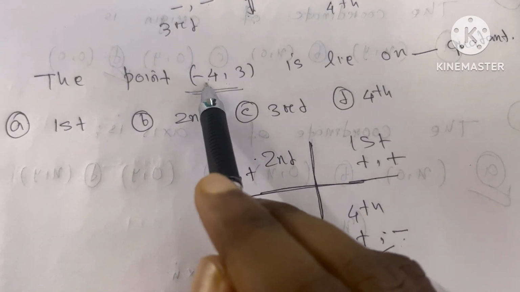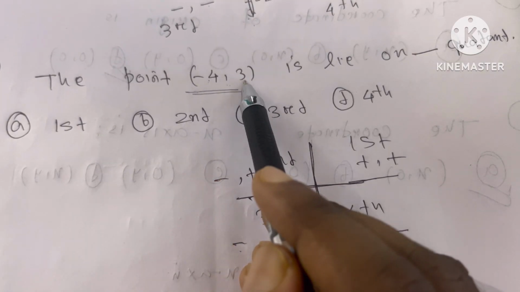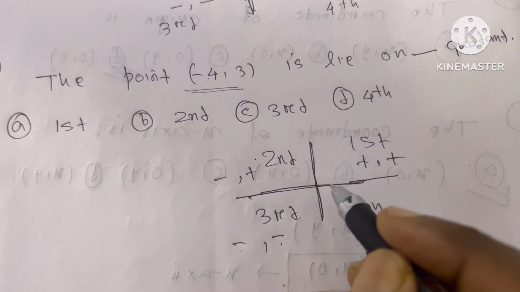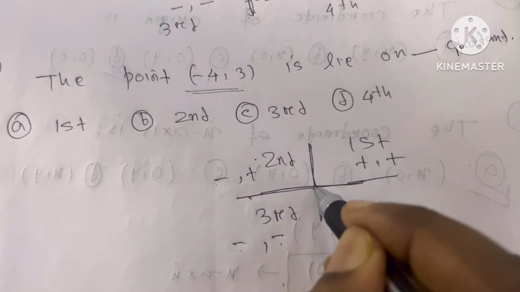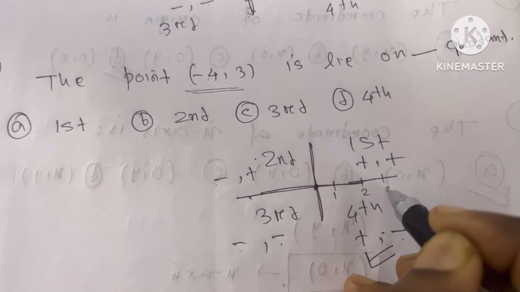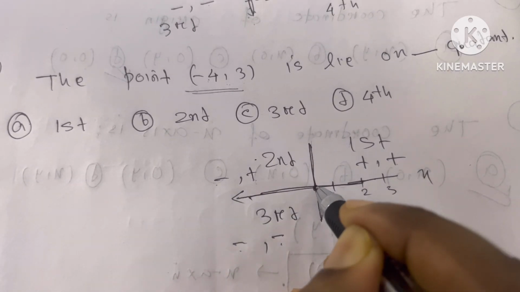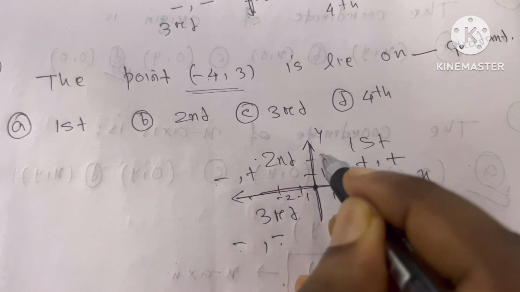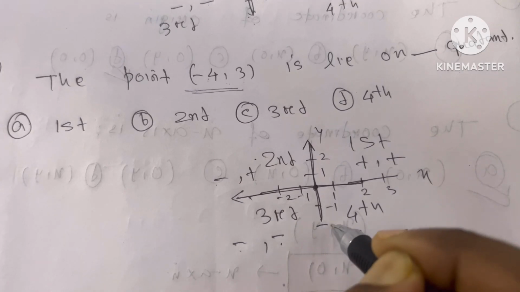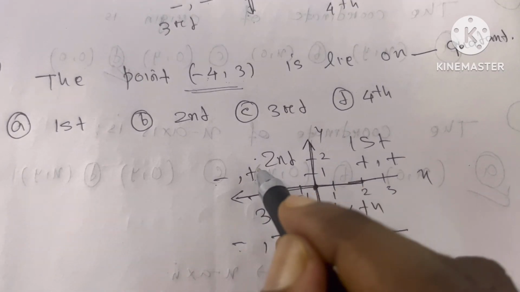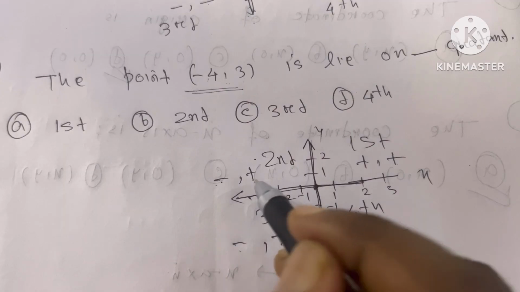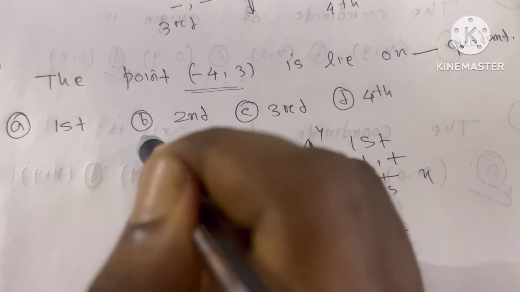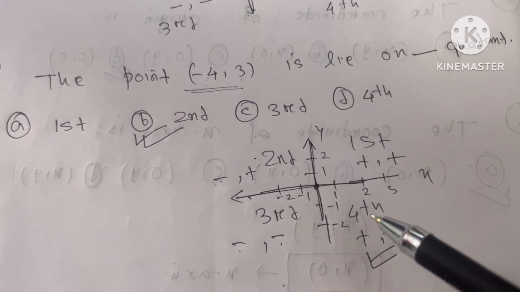Now your point is (-4, 3). The x value is negative and the y value is positive, which means the point lies on the second quadrant. Why? Because this is 0, and this side is positive 1, 2, 3 on the x-axis, and the left side of the origin is -1, -2. On the y-axis, up is positive 1, 2, and downward is negative. So the coordinate of the second quadrant is minus, comma, plus. That's why (-4, 3) lies on the second quadrant. So option B is correct.